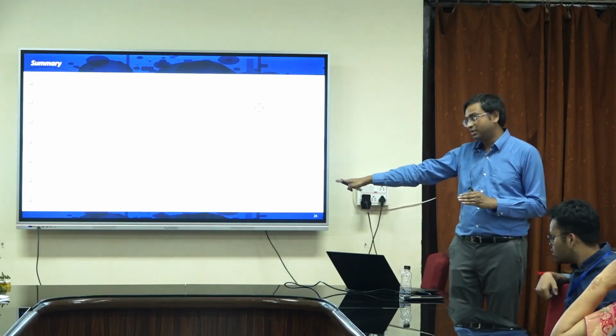We found that few layer MoS2 can alleviate the contact problem a little bit. And the target value for the contact resistance still remains at 50 ohm micrometer.